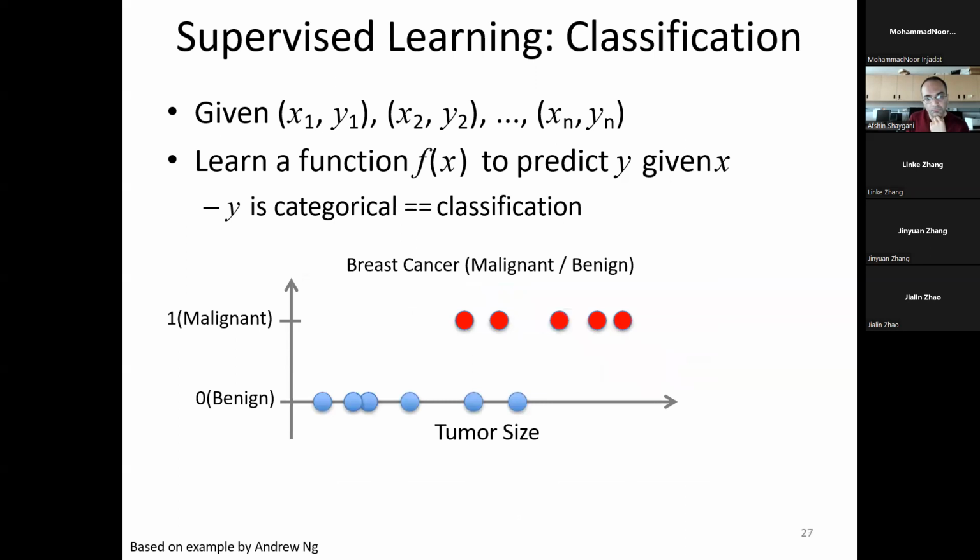Here, supervised learning for classification. Here, we have benign, which means normal, and malignant, which means a cancer. How would you classify it? As a cancer or normal?